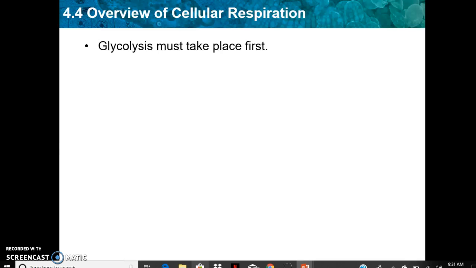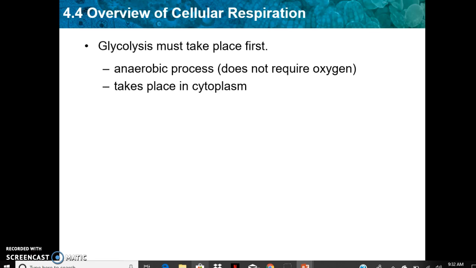All right. So first, this process called glycolysis must occur. And this is an anaerobic process. So the overall process of cellular respiration is aerobic and requires oxygen. But this first little step here, this glycolysis, is anaerobic, which means that it does not require oxygen. Anytime you see that AN before a word, it means not, or the opposite of, something like that. So anaerobic means it does not require oxygen. This part of the process, the glycolysis portion, is going to take place in the cytoplasm. And remember, the cytoplasm is that jelly-like area that fills the cell and holds the organelles.